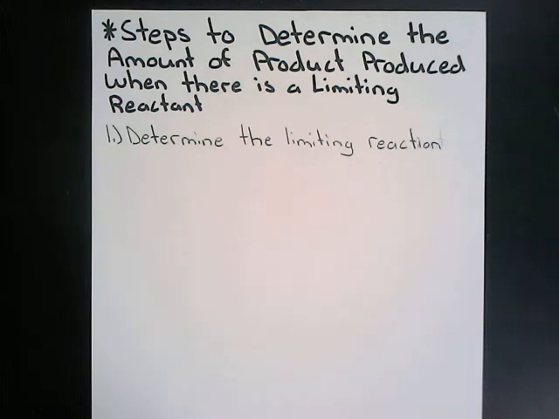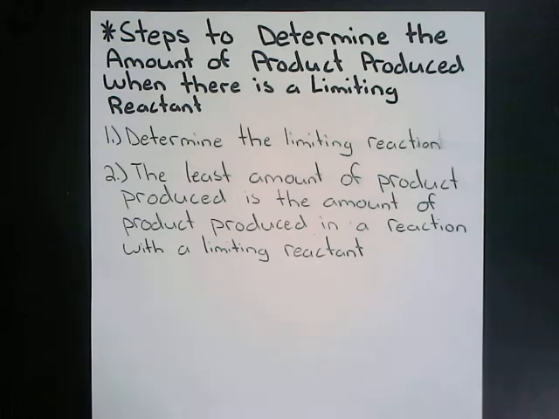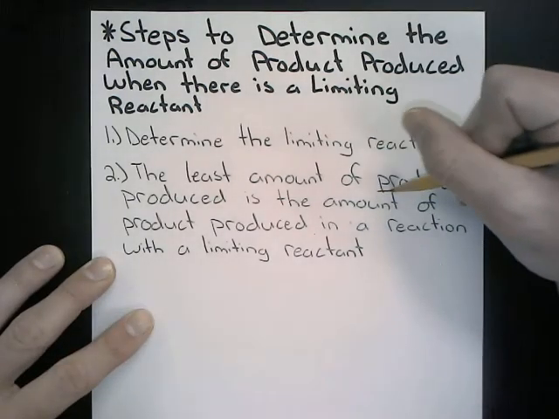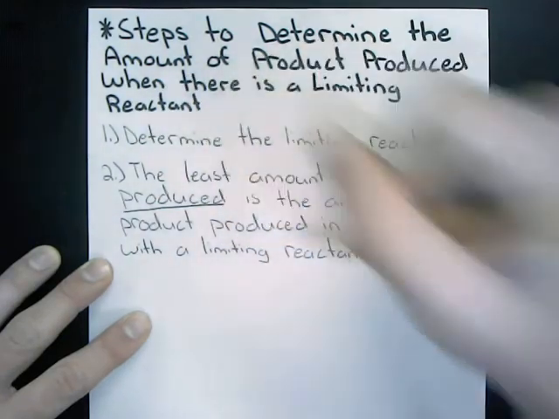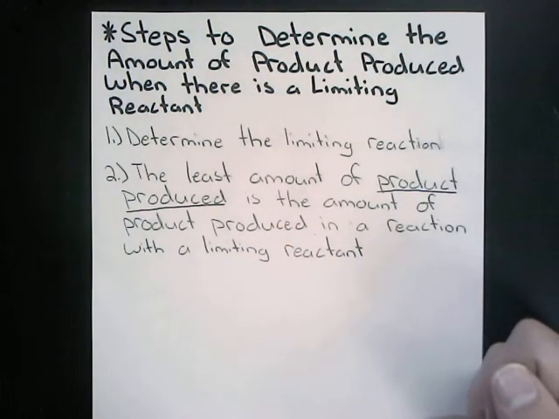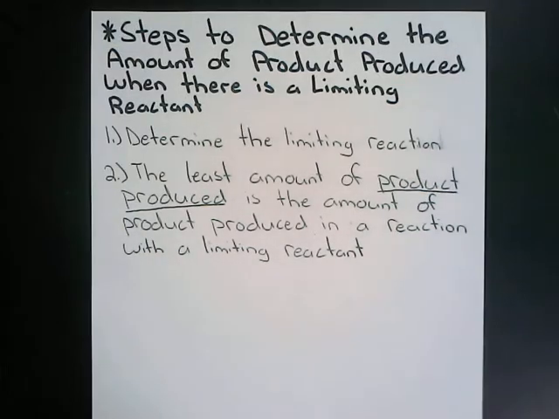We've done this in our previous example. But whatever reactant produces the least amount of product is the amount of product produced in a reaction involving a limiting reactant. Okay, a couple key things here. This is the least amount of product produced, okay? This right here is crucial to our success here, and this is our thinking cap that we need to be aware of. So let's go through and do another example.